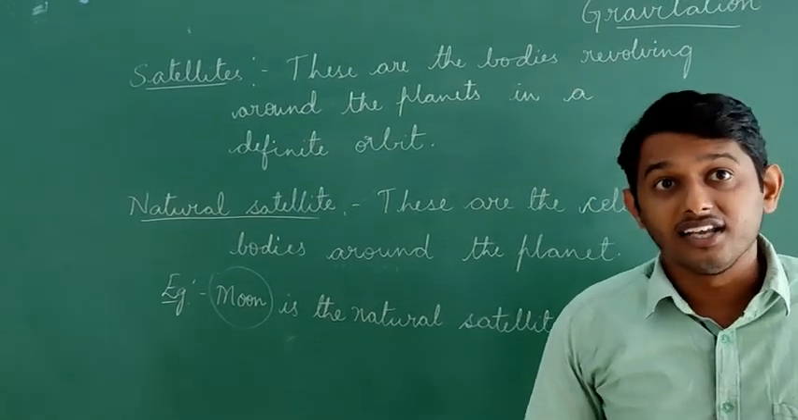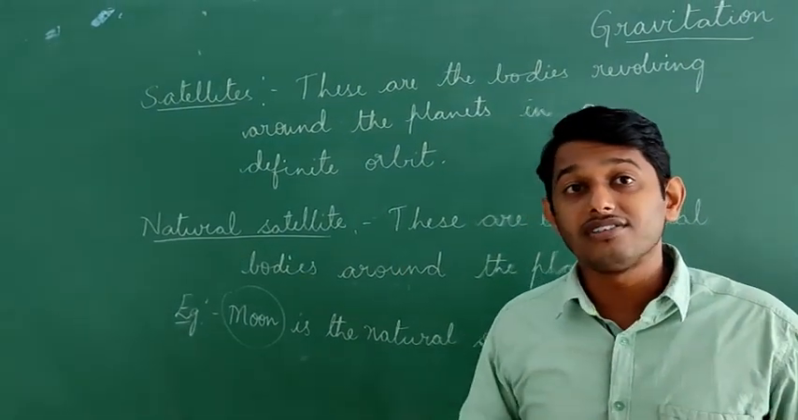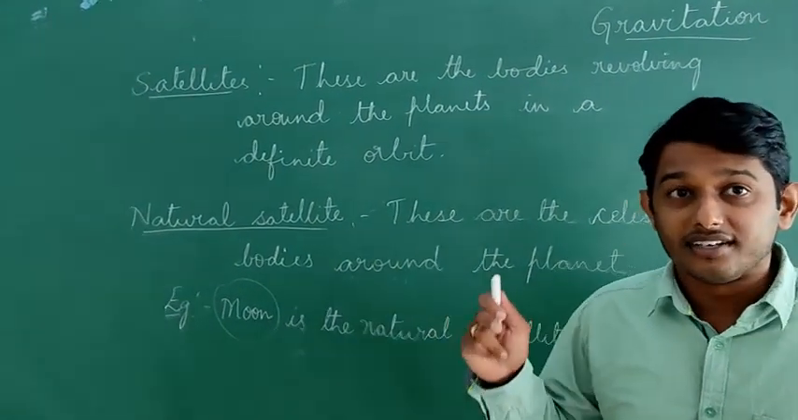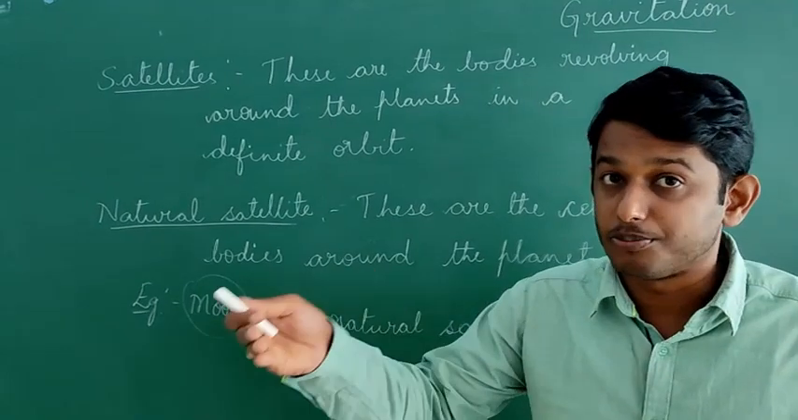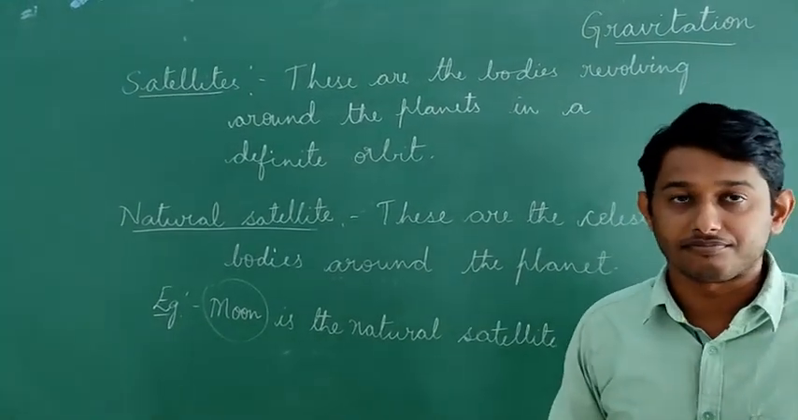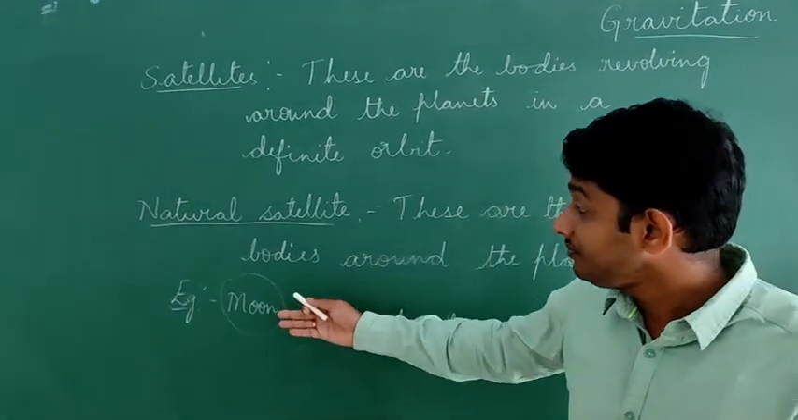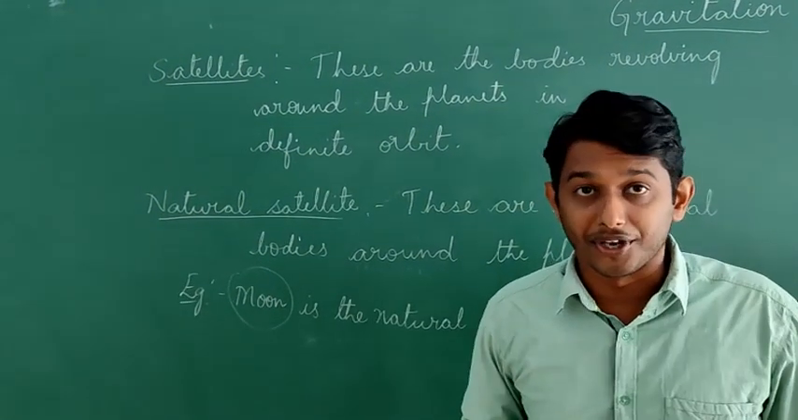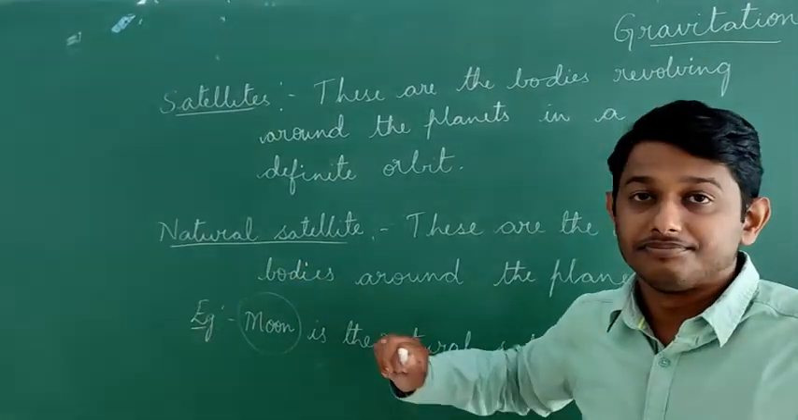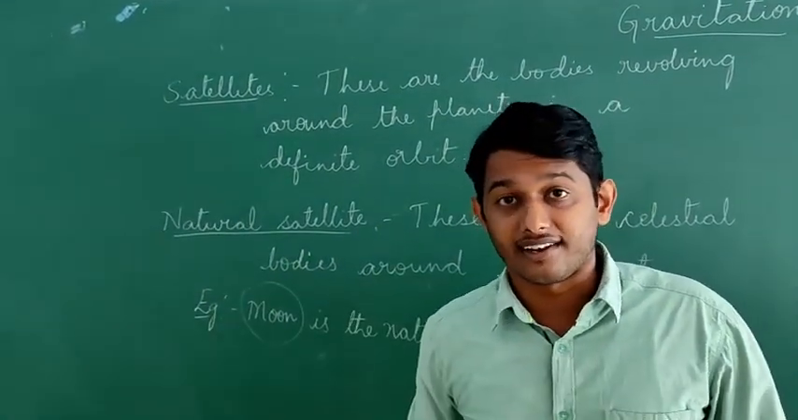Like that, even Jupiter has its own moons. So even Jupiter has natural satellites like our Moon. So Moon is a celestial body that revolves around our Earth. So Moon is the natural satellite.